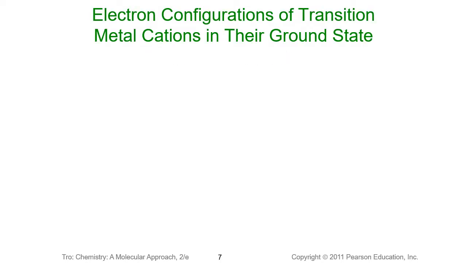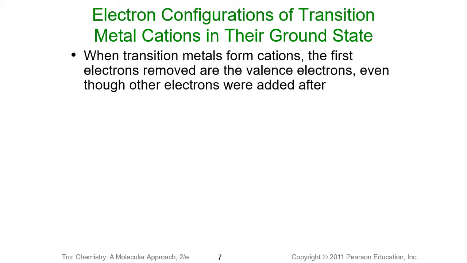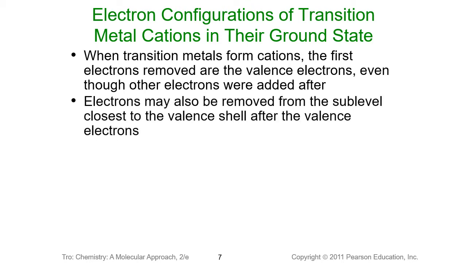When we form transition metal cations, we follow the same rule that we have for forming other cations. However, we need to remember that the valence electrons are not the highest energy electrons. We still remove electrons from the highest principal quantum number first. However, we've added d electrons after our valence electrons because they're higher energy. After we remove those valence electrons, then we can start removing electrons from the d orbitals as well.